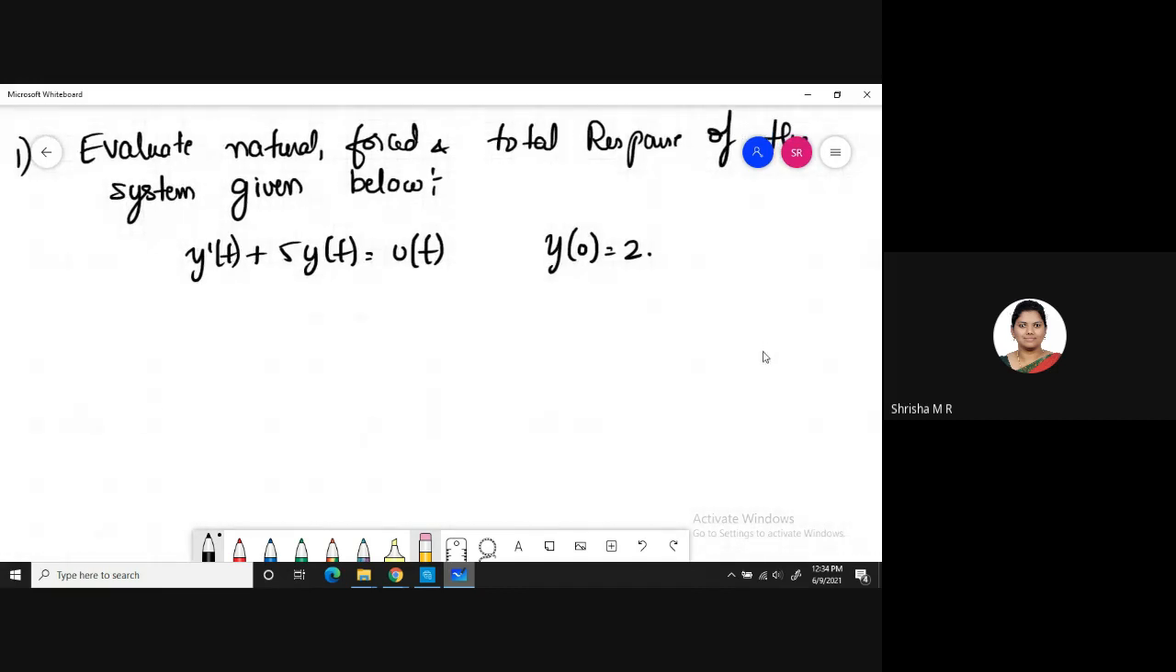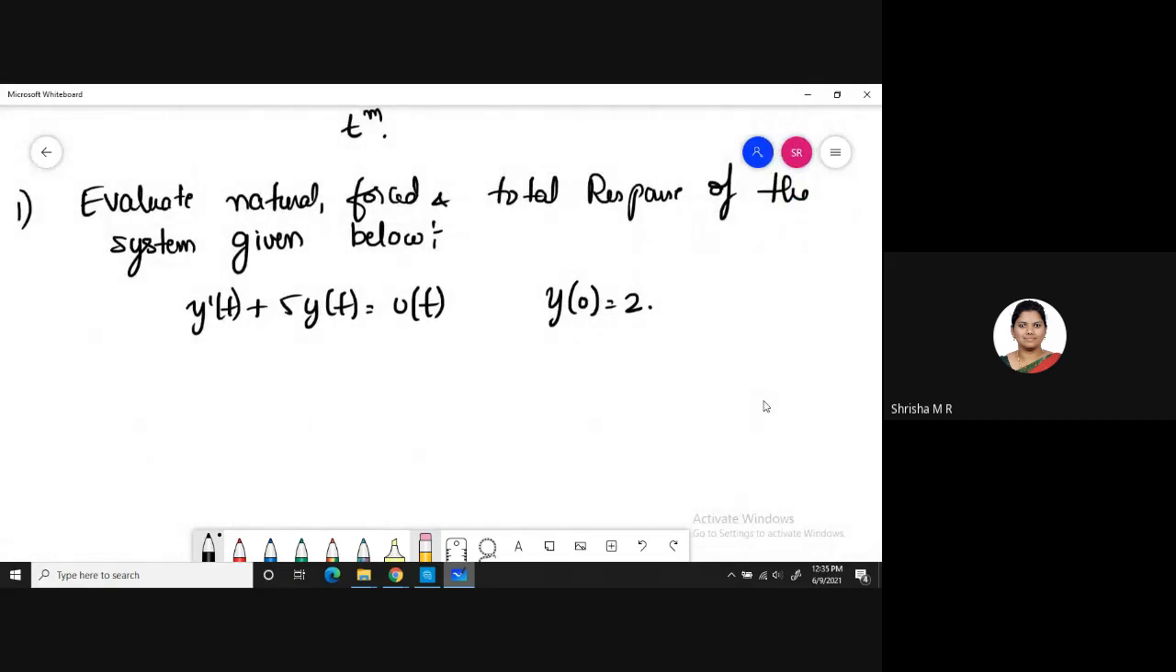Is it clear? Shall we start solving? Clear, everyone? Is the question clear? Yes, ma'am. You have to evaluate natural response, forced response, and total response of the given system.